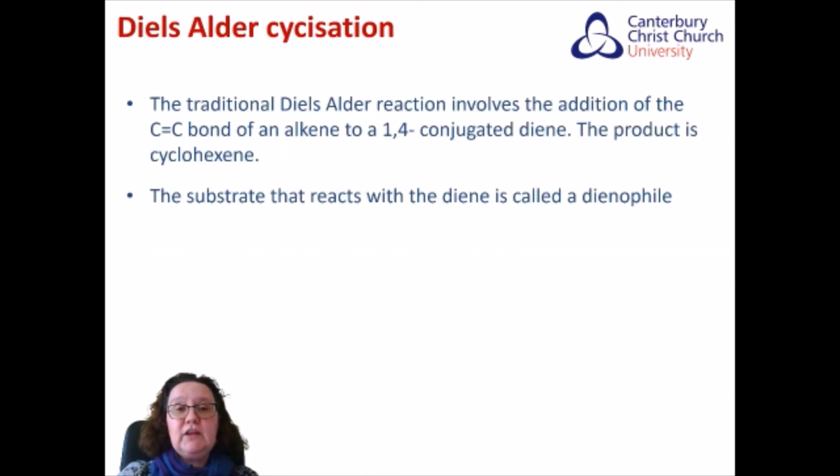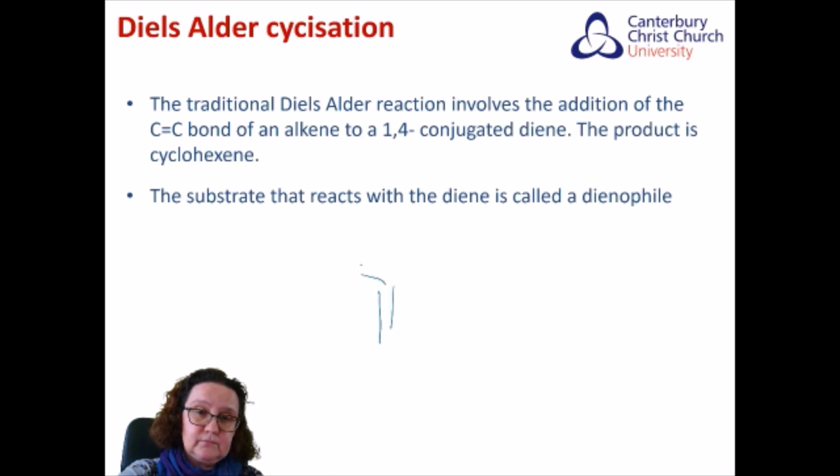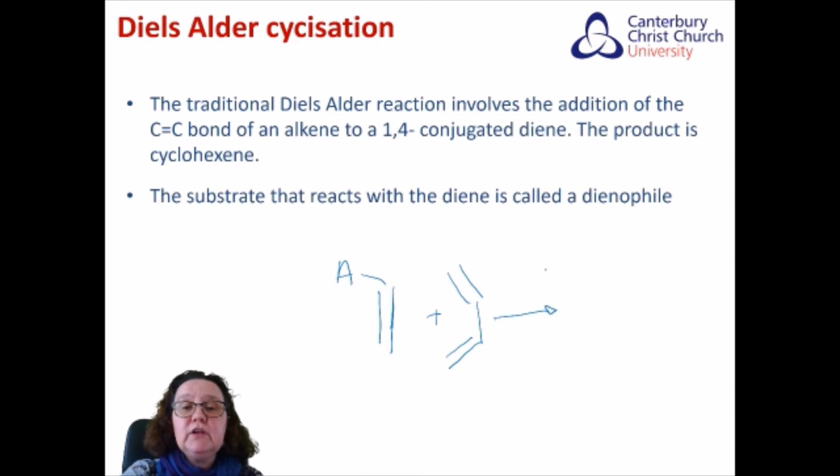The Diels-Alder cyclization is the formation of a cyclohexane from a condensation of a carbon-carbon double bond of an alkene to a 1,4 conjugated diene. So you have a carbon-carbon double bond, simple or with a particular functional group attached to it, and you make it react with a 1,4 conjugated diene. And reasonably easily, sometimes you have to heat up, you form this cycle.